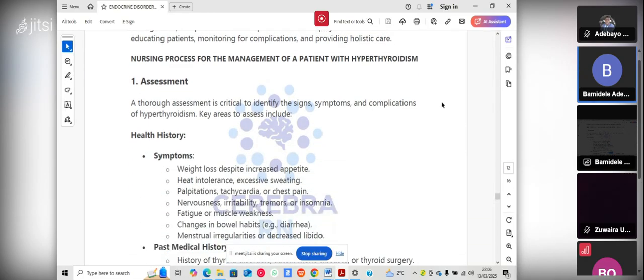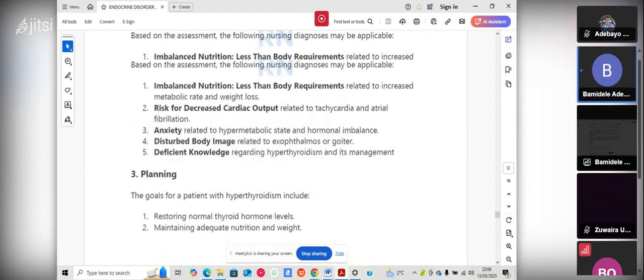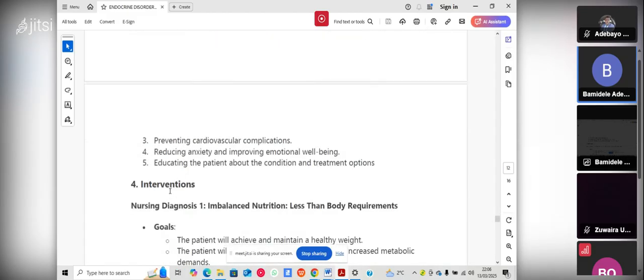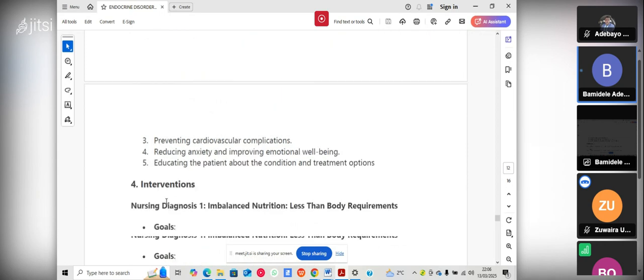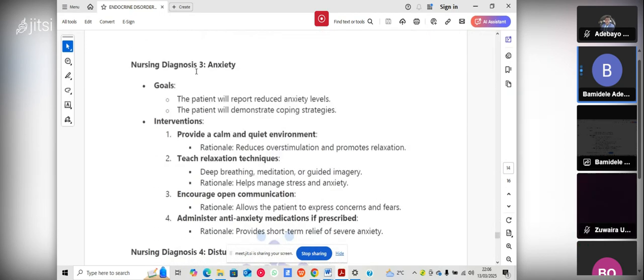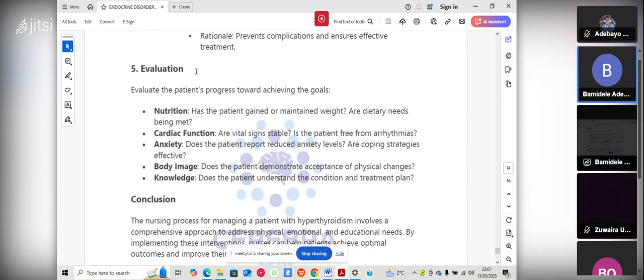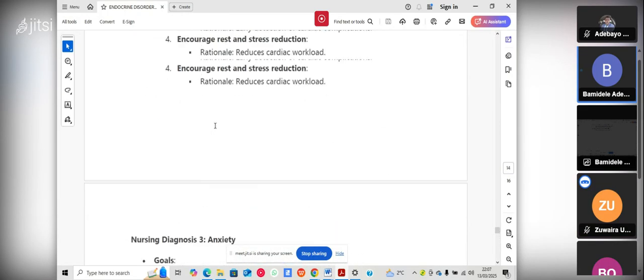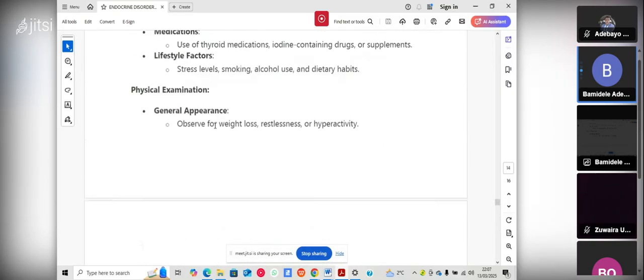Right, nursing process. I've chosen hyperthyroidism as a case study, a patient with hyperthyroidism. We're going to do a nursing process for this patient. The nursing process involves assessment, nursing diagnosis, planning, intervention or nursing implementation, and then evaluation, and then we call it a day.